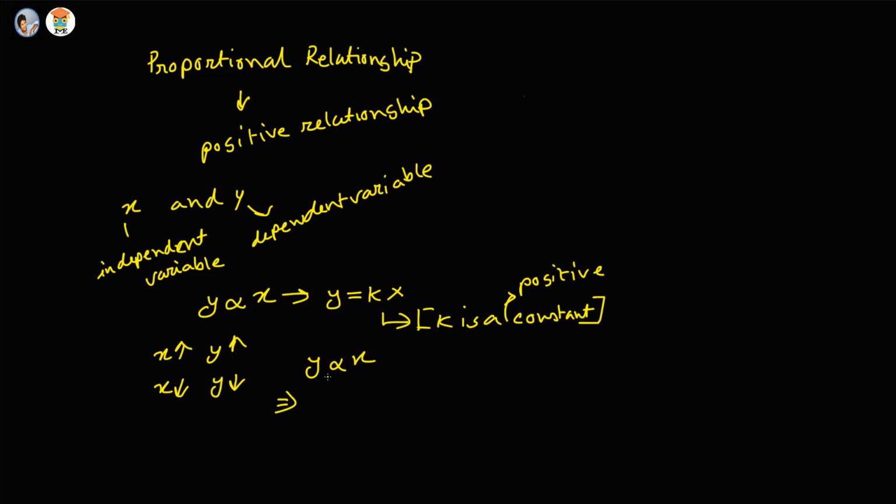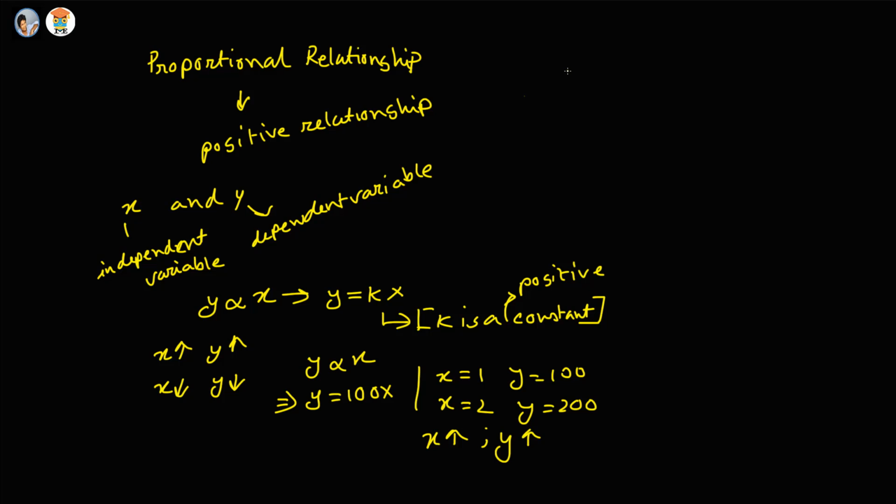Now here y is proportional to x and y is equal to 100x. Here if x is equal to 1, y equal to 100. If x is equal to 2, y is equal to 200. We see here as x increases, y increases.